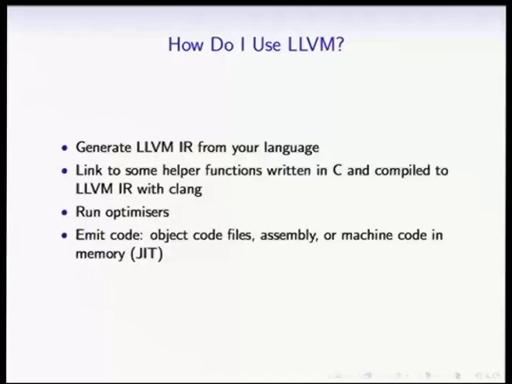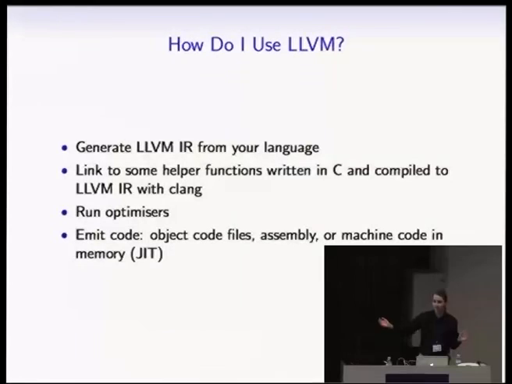So the basic way you use LLVM is you will create LLVM's intermediate representation, and then you will pass it off to LLVM and you will say, do stuff with this. And typically what you'll do is you'll have some support functions. So if you have a bytecode interpreter, you'll typically have a switch statement, and for each bytecode you'll call out to a C function that handles that.